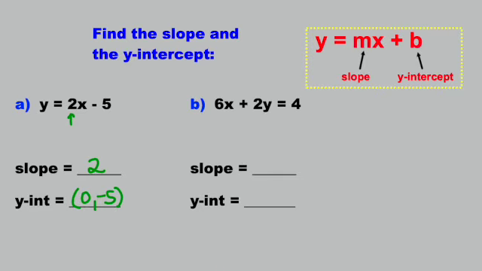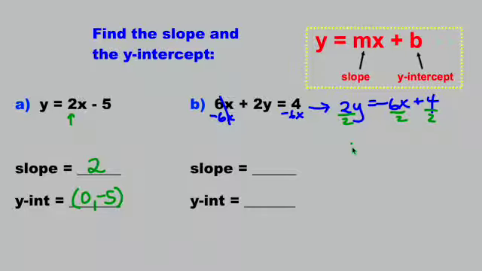Now, what do you do if it's not solved for y, like this equation right over here? Well, let's solve it for y. So I'm going to go ahead and subtract 6x on both sides. So now I wind up on the left side with just the 2y. And then I'm going to write it as -6x plus 4. And then we're going to go ahead and divide everything by 2. So divide by 2, divide by 2, divide by 2. So y ends up being -3x plus 2.